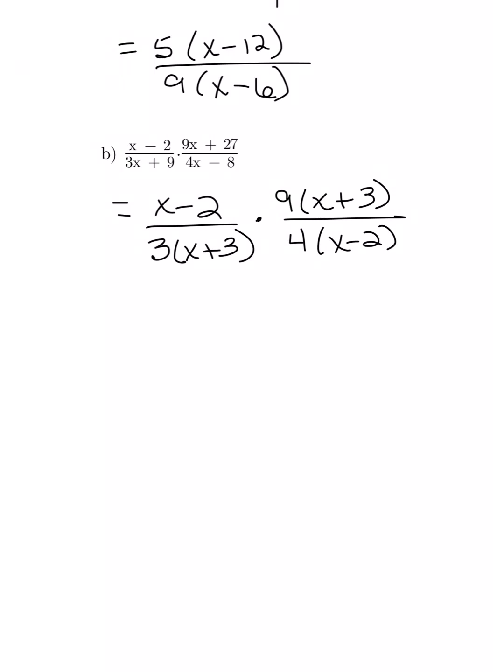So now let's look to see if we have anything that would be exactly the same and could be simplified as a 1. We have an x plus 3 in the numerator and the denominator. X plus 3 over x plus 3 is 1. We have an x minus 2 in the numerator and the denominator. That over itself equals 1. This now leaves us with 9 over 12, 3 times the 4. But that simplifies, divide them both by 3, to 3 over 4.